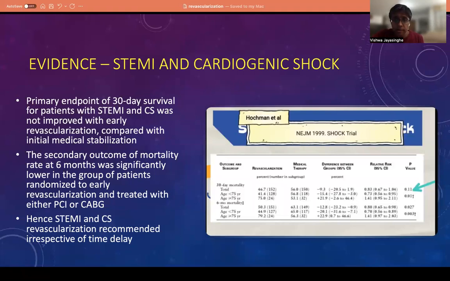So then what about STEMI and cardiogenic shock? There is evidence from the 1999 SHOCK trial, where they compared the primary endpoint of survival in patients with STEMI with cardiogenic shock. Initially, they did not improve with revascularization at 30 days, but at 6 months, there was a secondary outcome of mortality. They had lower mortality in the group that was revascularized compared to the conservatively managed group. Hence, in STEMI and cardiogenic shock, revascularization is recommended irrespective of the time of STEMI. That's again a class 1 recommendation.